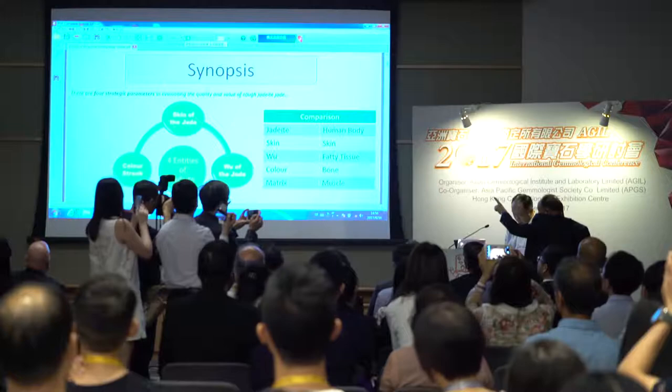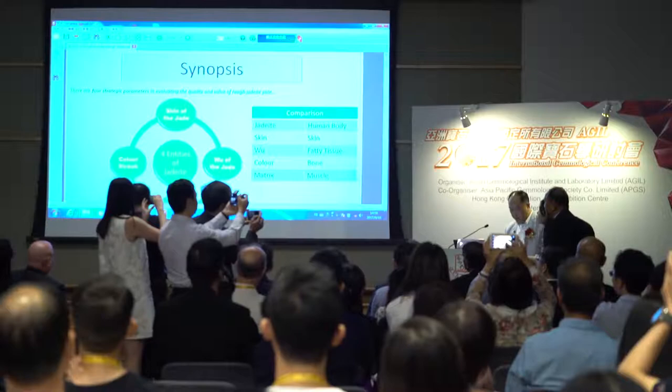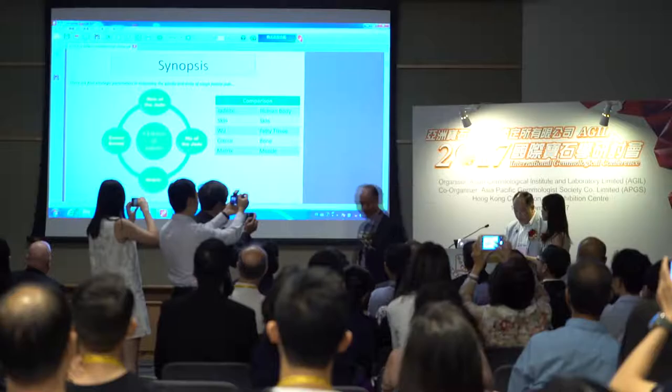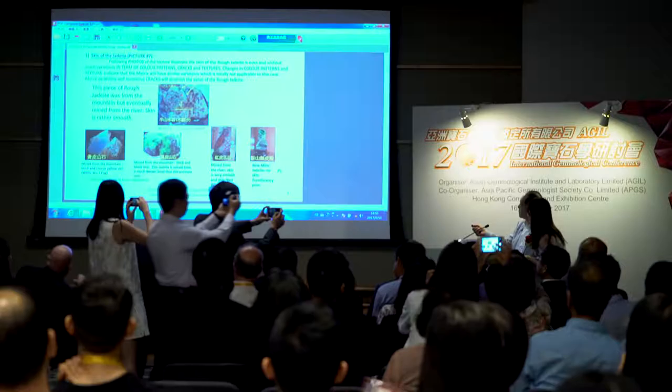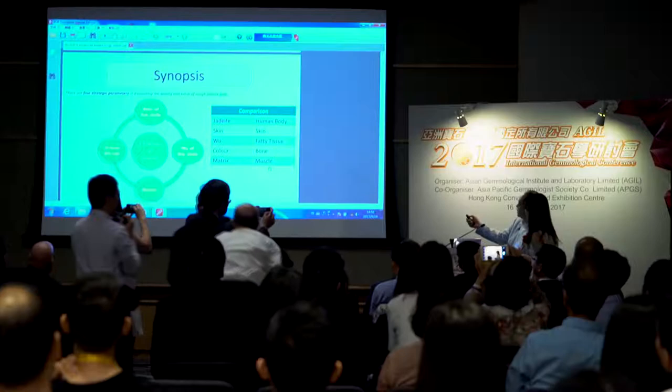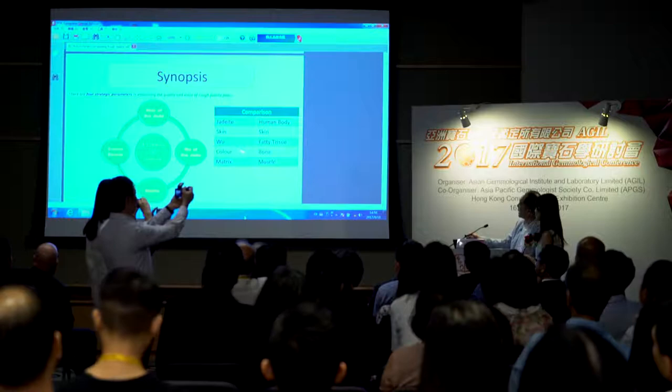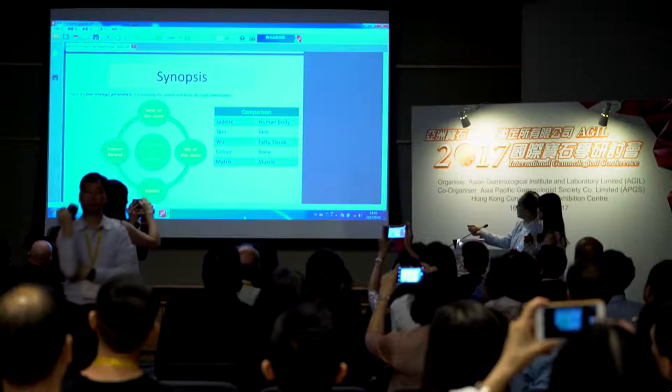The essence of the next 30 minutes is to explain how the owner of this piece of rough Jadeite Jade, Madam Lee, my mother, employed four parameters of the rough Jadeite Jade in order to determine the quality of this piece of rough Jadeite Jade based on the skin, wool, color and matrix. I'm using human anatomy of skin, fatty tissue, bone and muscle as a general introduction.